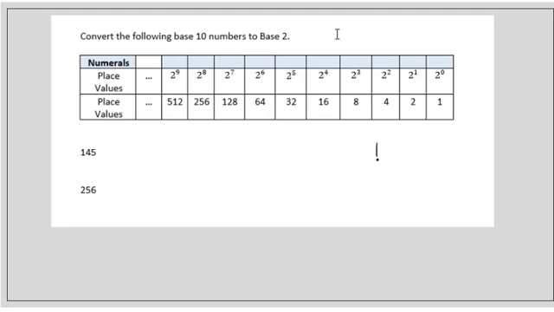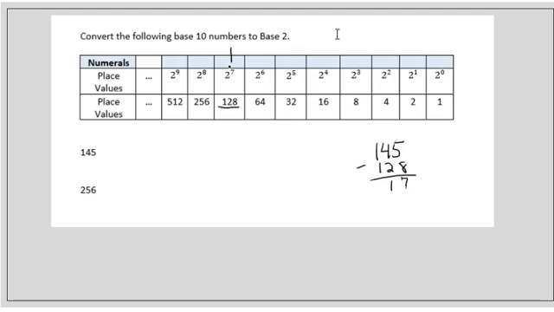So I'm going to start over here with 145. That's what I have. I have to use all these up. So I'm going to go to the biggest number I can get in there without going over. It's like The Price Is Right. Well, here's a 128. I can get one of those in there. So I'm going to subtract 128 and see what I have left. I have 17 left.